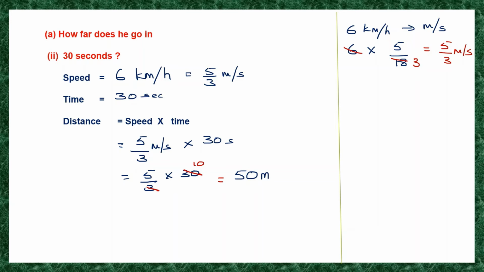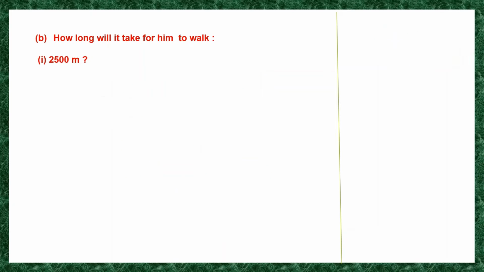Go back to the speed and see we have used meters per second. So the distance has to be in meters. So he goes 50 meters in 30 seconds. Next question. How long will it take for him to walk 2,500 meters? So how long means we are talking about time. And 2,500 meters is the distance.